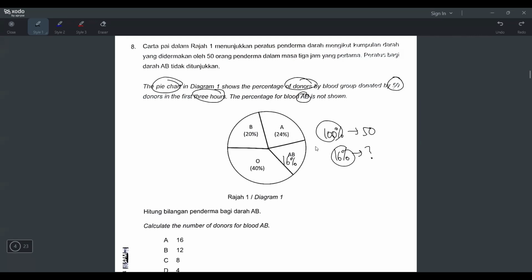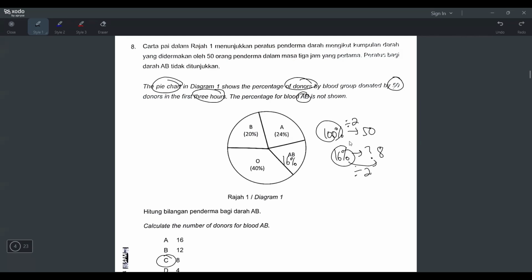Okay, let me use another method. How does 100 become 50? 100 how to become 50? You have to divide by 2, right? Because 100 divided by 2 gives 50. So 16 also divided by 2. So you end up with 8, right? So the answer is C, 8.